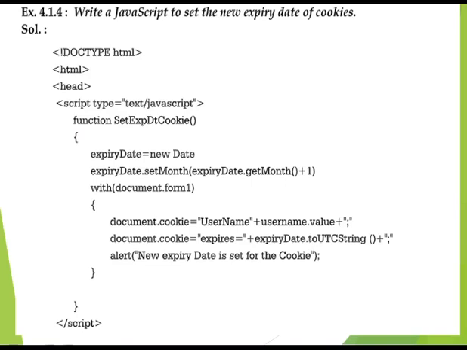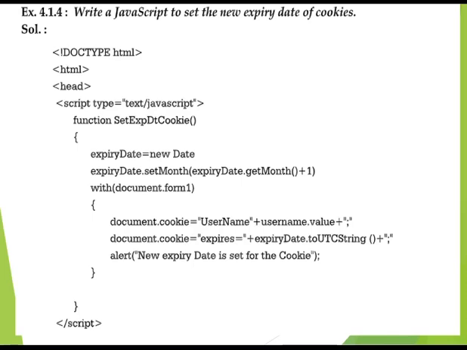So with document.form1, document.cookie is equal to username plus username.value, and then give a semicolon. This is basically used to set a cookie value. So username plus username.value will do what? It basically retrieves the cookie value from your text box and stores it over here.